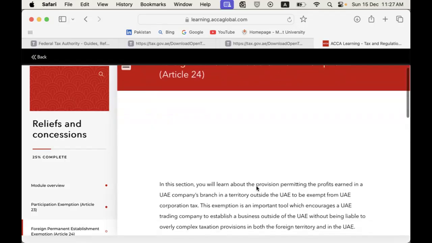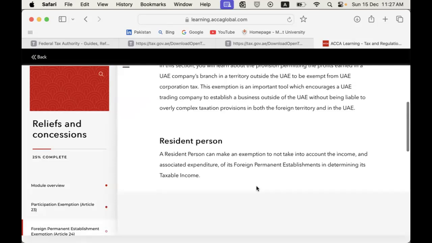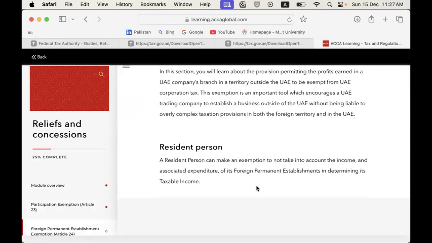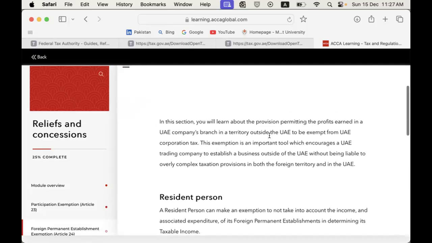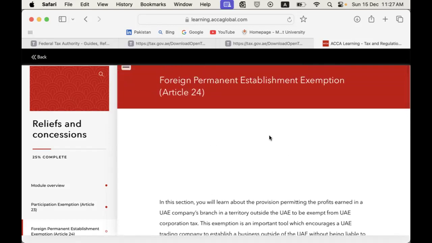Now the easier part starts. Article 24. Let me ask you guys, what is a foreign permanent establishment? One example, any example? Momin, what is a foreign permanent establishment? It looks like Mr. Momin is there, but he's not there. Any other person who can give me the answer? Okay, if you guys cannot give me the answer of what is, yeah.